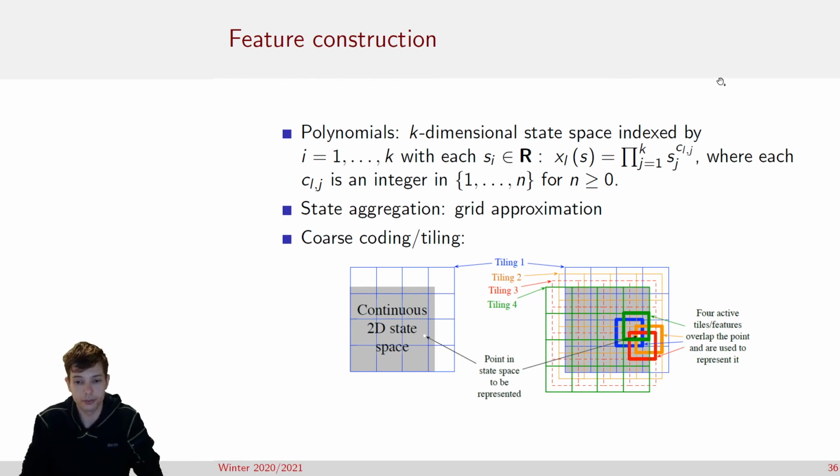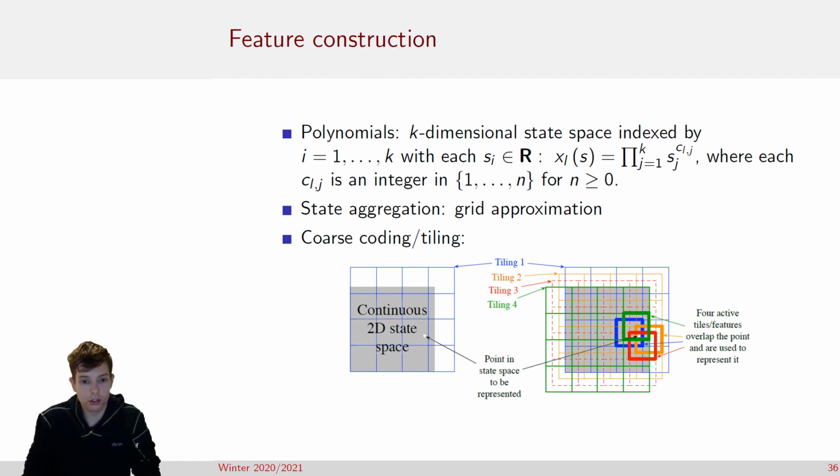What we have already seen, or at least used in the dynamic programming approach, is grid approximation, where we said that everything between two grid points, the points in between, have the same value.